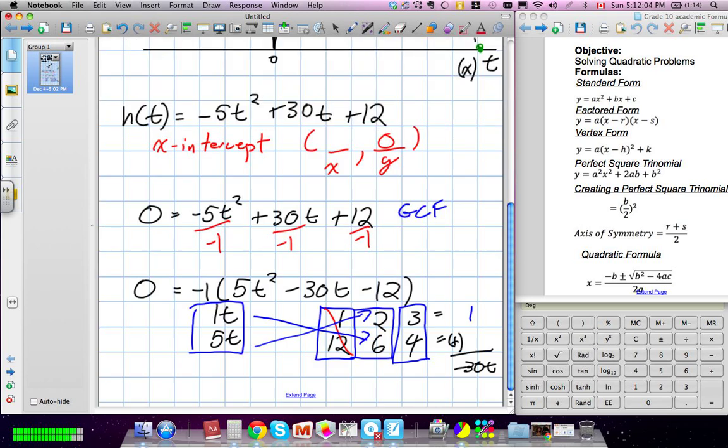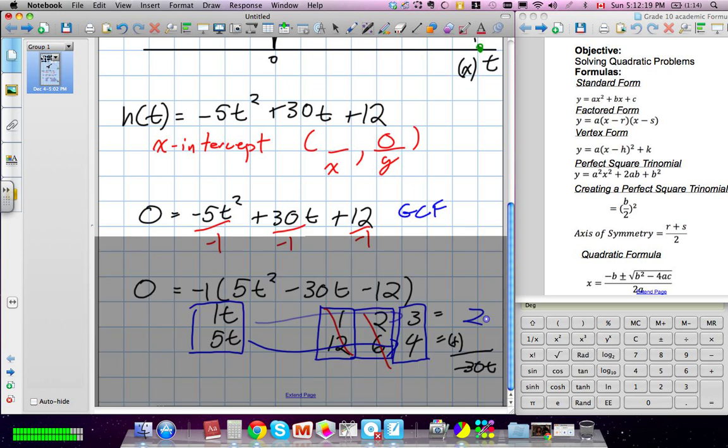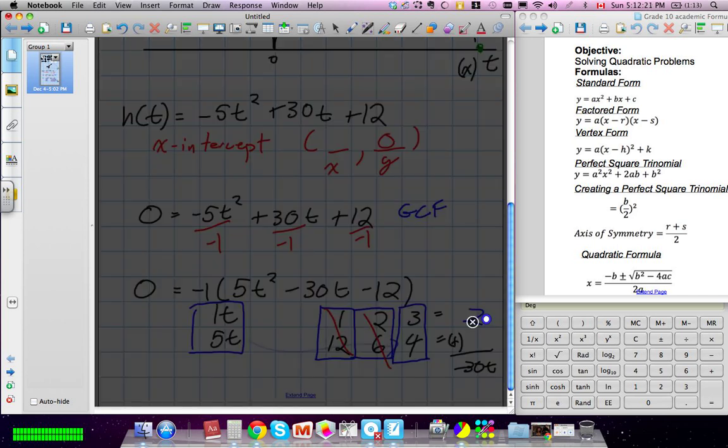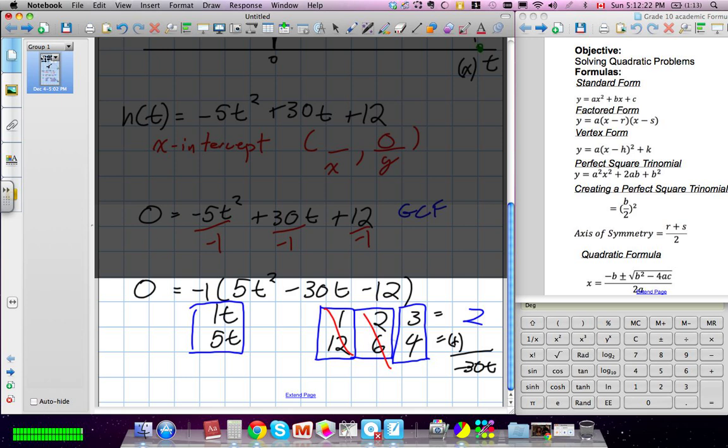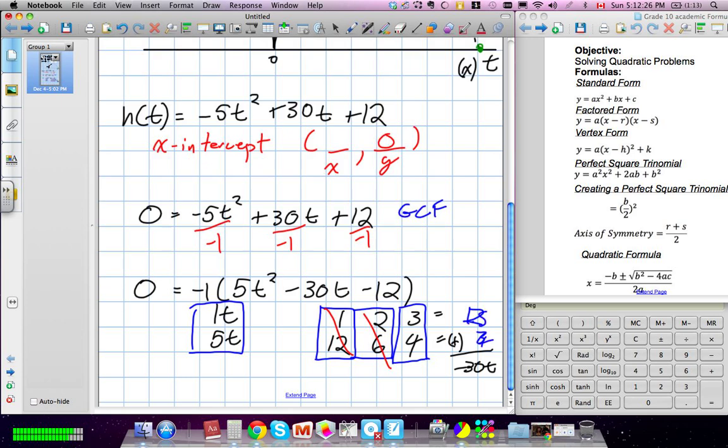And what about our last one here, which is 1 by 3, 5 by 4? Yeah, is that going to work? No. And what's the other one? 15 and 4. Is that going to work? No, we definitely came up with nothing that ended up working for this factoring style.